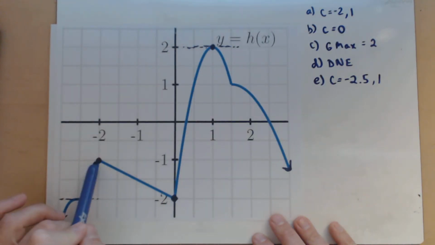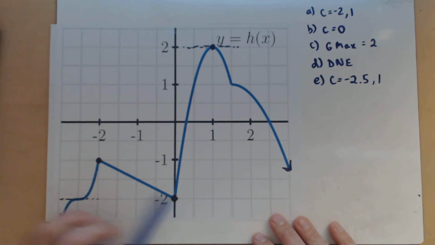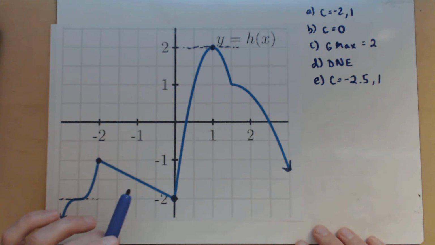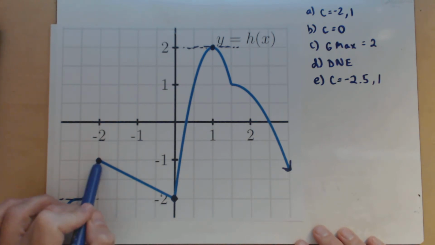Now, we might think, oh, well, wait, we had a local min and a local max and a local min here as well, but the derivative is not actually 0 at those points. At those points, we actually have places where the derivative does not exist, because we have corner points.